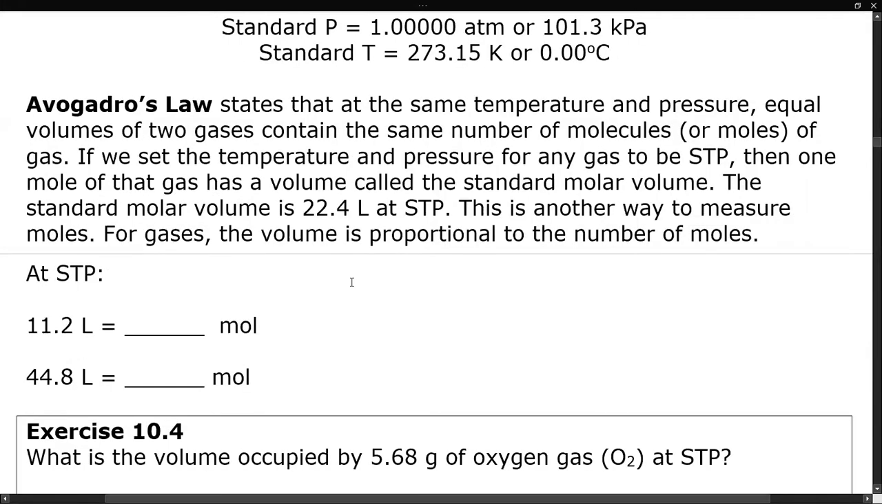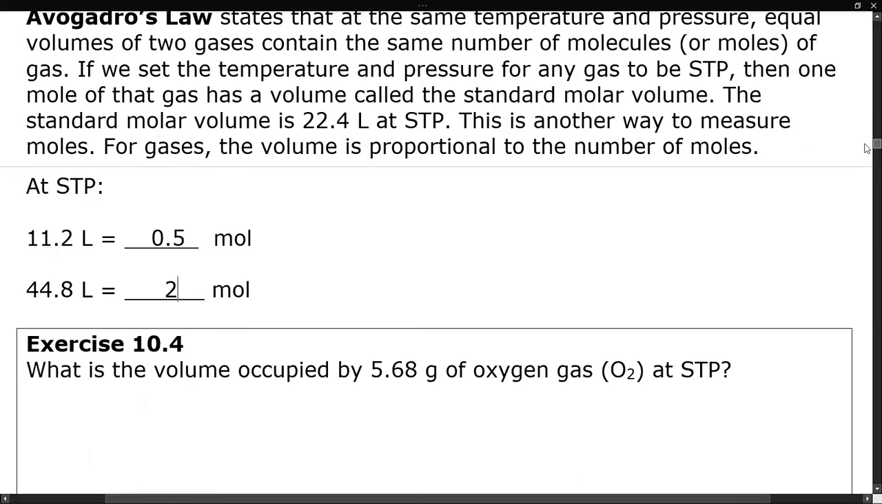So if we look at STP and we have 11.2 liters, that's going to be 0.5 moles. If we got 44.8 liters, then we've got 2 moles. And so it's pretty easy when it's moles, but what if it's mass? So let's look at that problem beneath there.